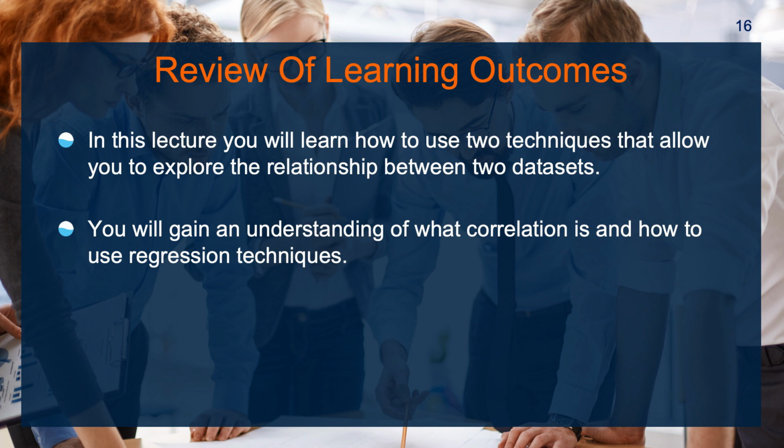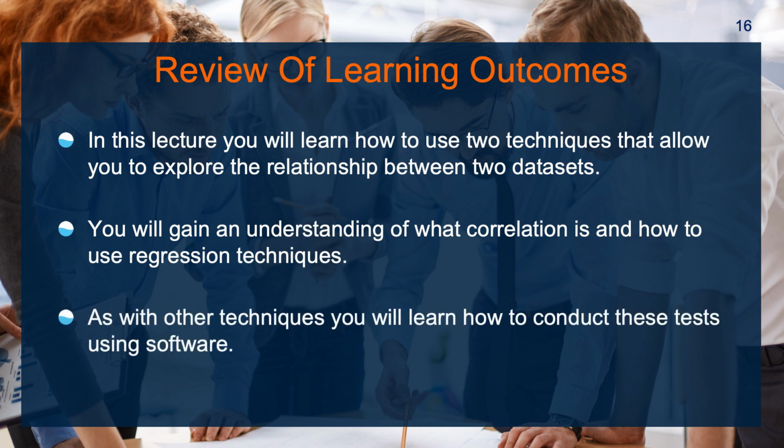Now, we've looked at both of those and seen that correlation allows us to look at the strength of a relationship between two data sets, while linear regression allows us to model that relationship, fit a line of best fit to it, and then give us an equation that we can use to make predictions about that data. And finally, we looked at how we could conduct both of those bits of analysis using a spreadsheet.